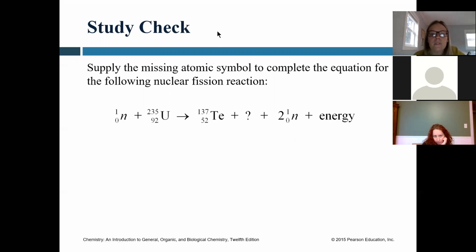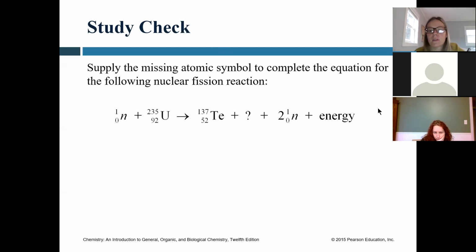All right, so looking at this, supply the missing atomic symbol to complete this fission reaction. So fission, because we're splitting, right? Here's our uranium-235. It's getting knocked with a neutron. It's producing Te-137, and it's also producing 2 neutrons over here. So multiply these numbers by 2, figure out what is the mystery nuclei.